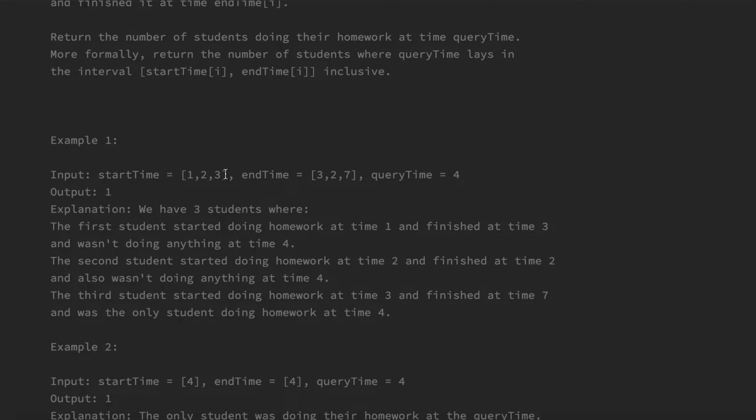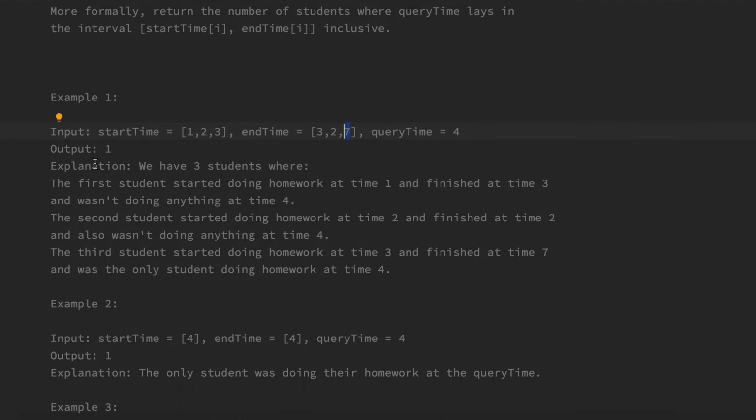So looking at example 1, we have the first student started at 1 and ended at 3. Second student started at 2, ended at 2, and third student started at 3 and ended at 7. The query time was 4. So looking at this, the only student who had a query time of 4 was a student who started at 3 and ended at 7. Because the other two students, these first two students, did not actually study during the query time of 4. So the output would be 1.